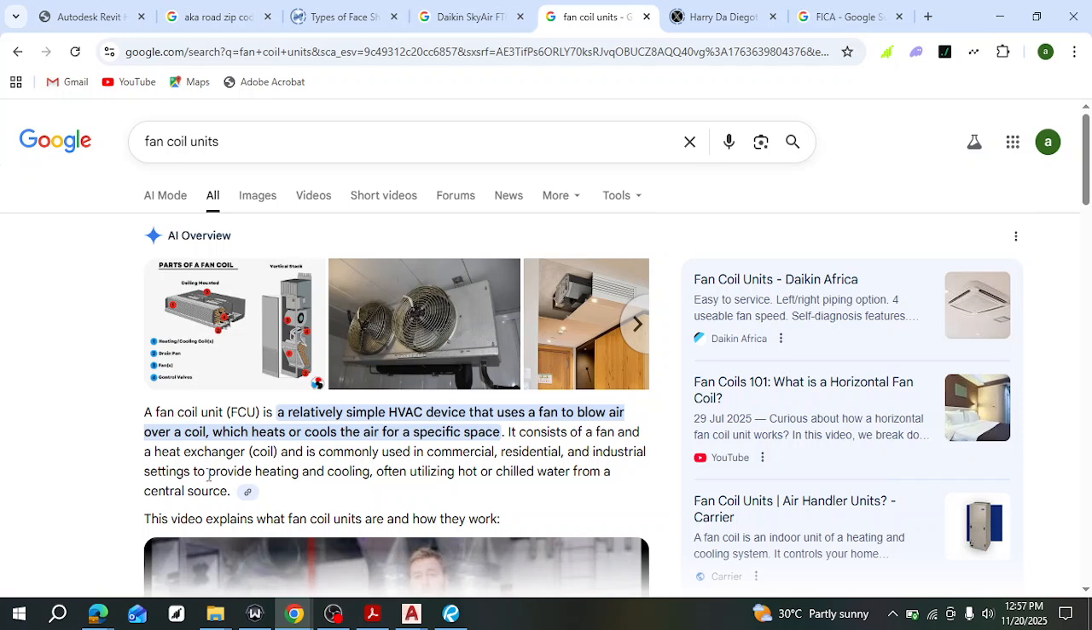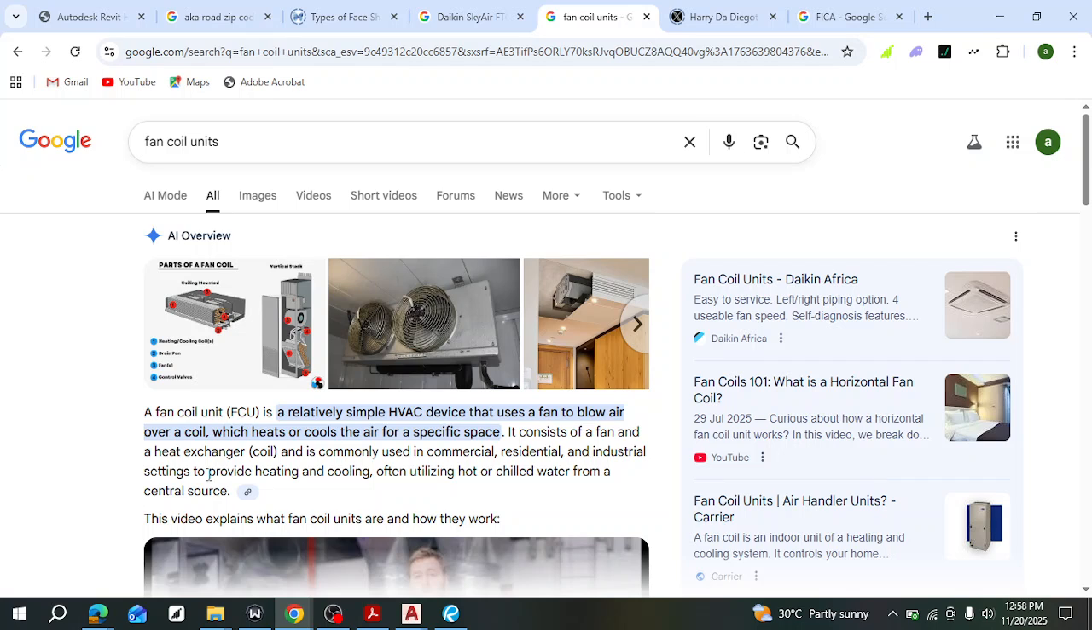So yeah, this is what it basically is. It's somewhere in between. You know, a mini split is mostly for residential buildings, but this is a simpler version of the air handler unit. Air handlers are a bit more complex than fan coil units.